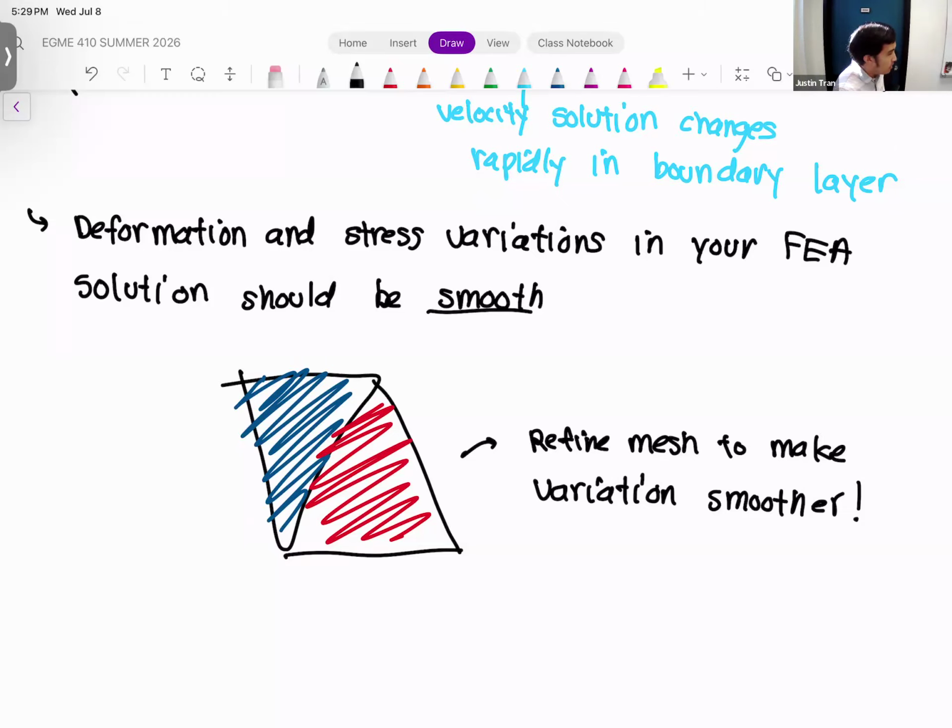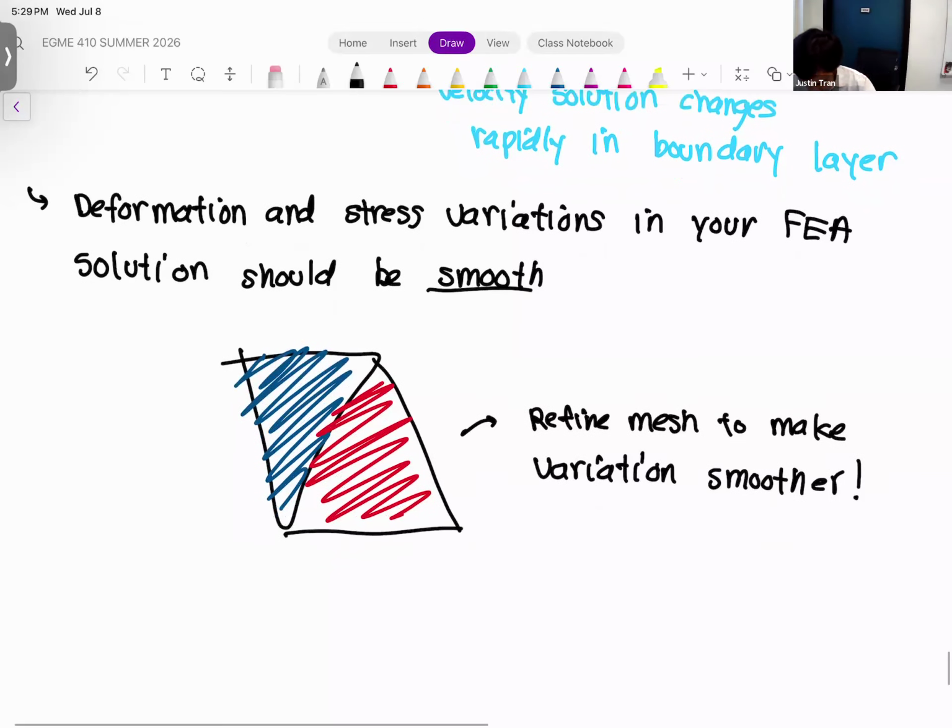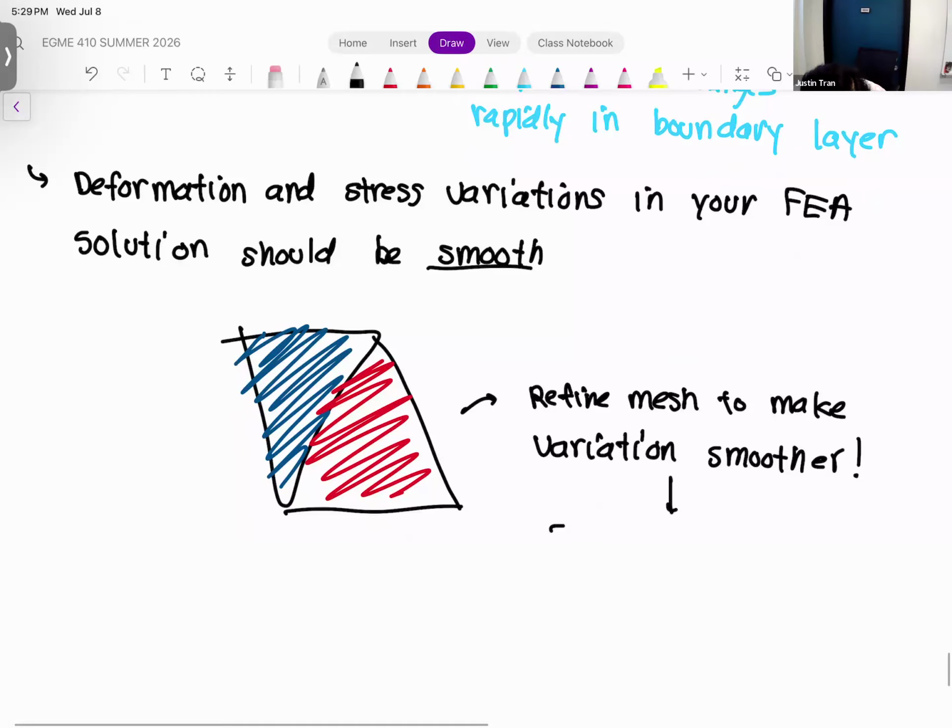Right? So you shouldn't see a big jump like that. You should see all the colors of the rainbow. That's typically what I tell students. Even in regions of high solution gradient, if you zoom in enough, you should see the solution transition from red to orange to yellow to green to blue. If you don't see that full variation, then there's probably something wrong. You probably need to refine the mesh. Okay.